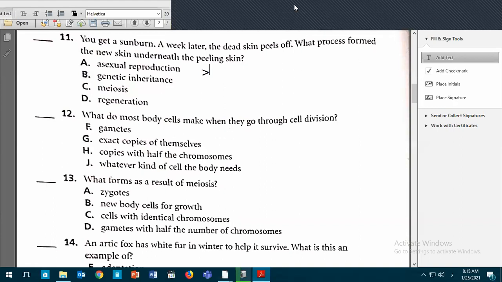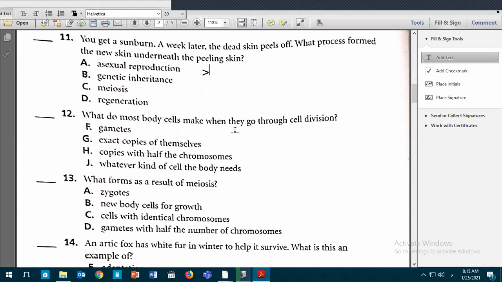Number 12. What do most body cells make when they go through cell division? So this is also another thing that belongs to the production of cells. What happens, guys, when we start making a cell is that the nucleus itself starts duplicating. Okay, so it makes an exact copy of itself. So it's going to be G.